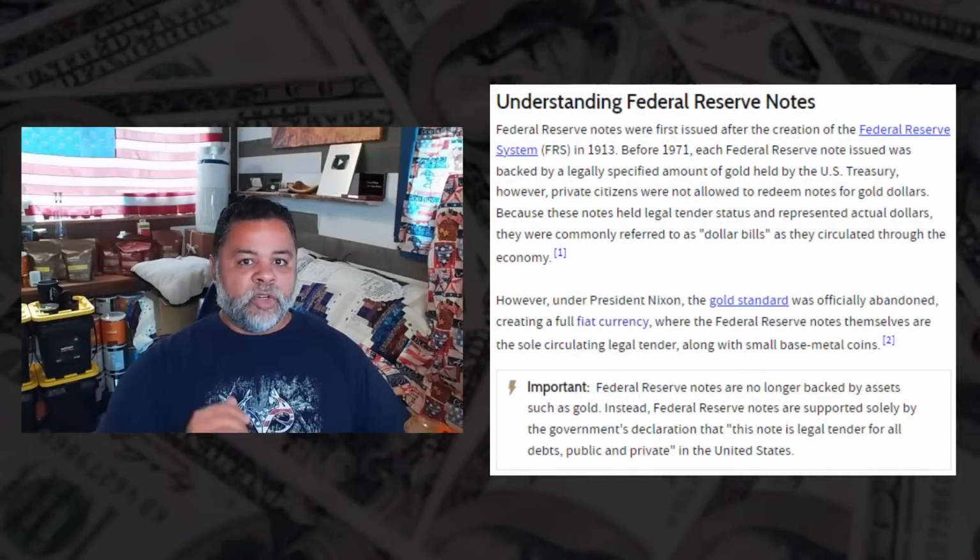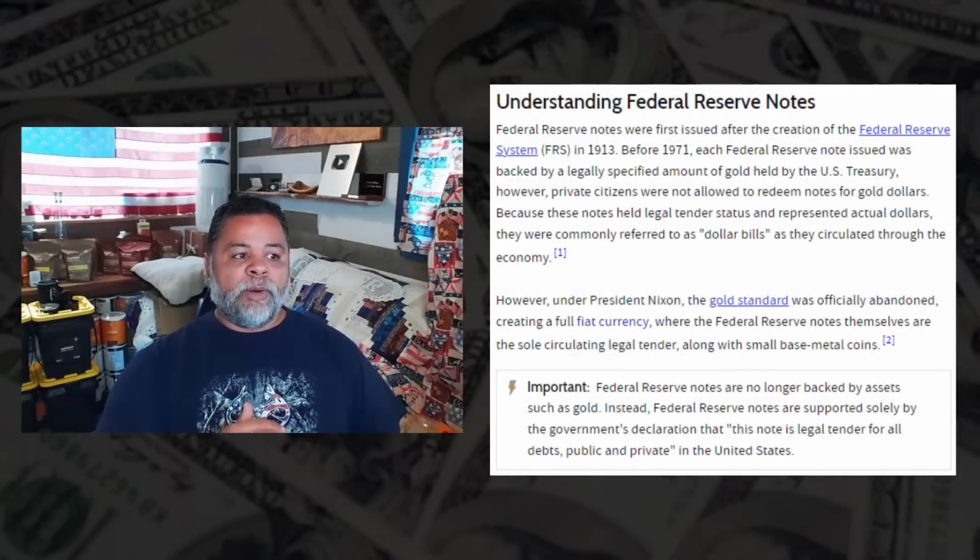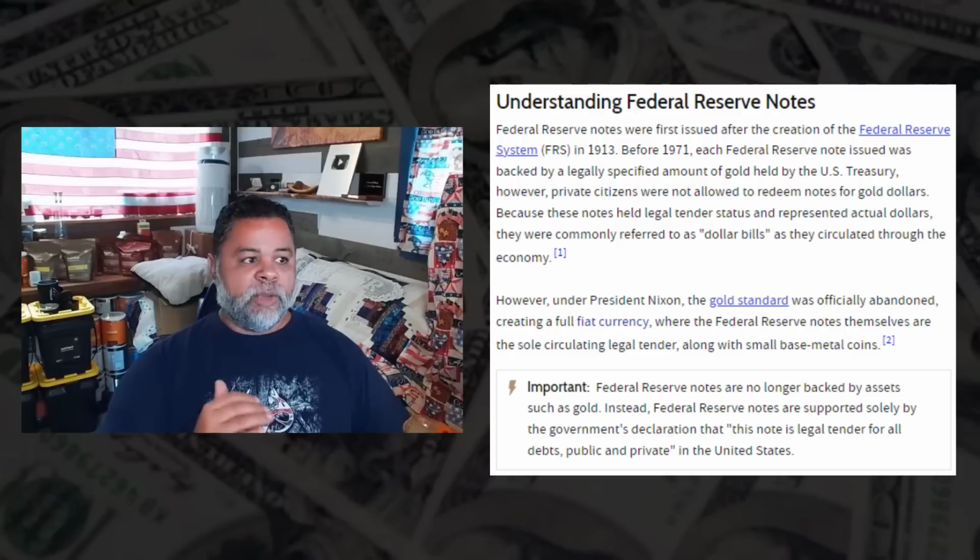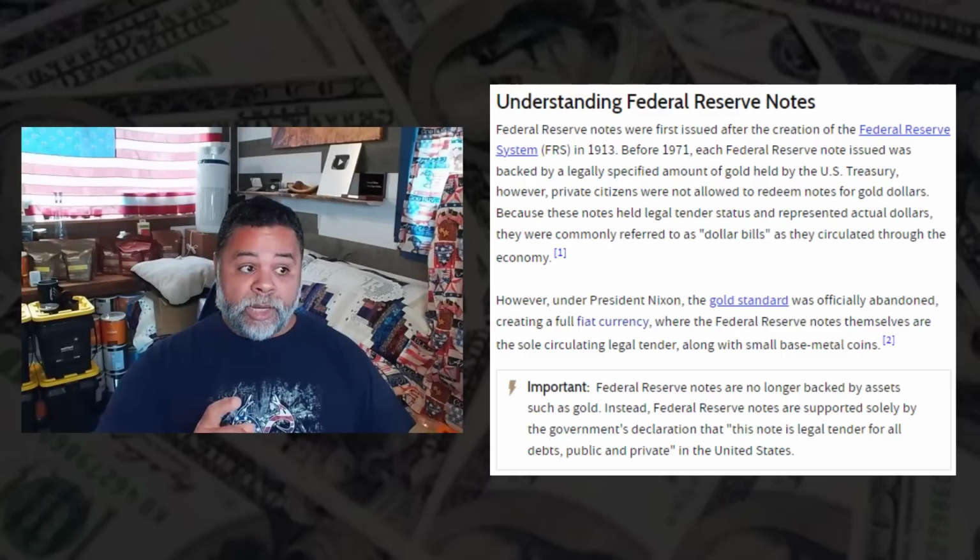Now let's go ahead and continue where we left off. However, under President Nixon, the gold standard was officially abandoned, creating a full fiat currency, where the Federal Reserve notes themselves are the sole circulating legal tender, along with small base metal coins. Federal Reserve notes are no longer backed by assets such as gold. Instead, Federal Reserve notes are supported solely by the government's declaration, decree.